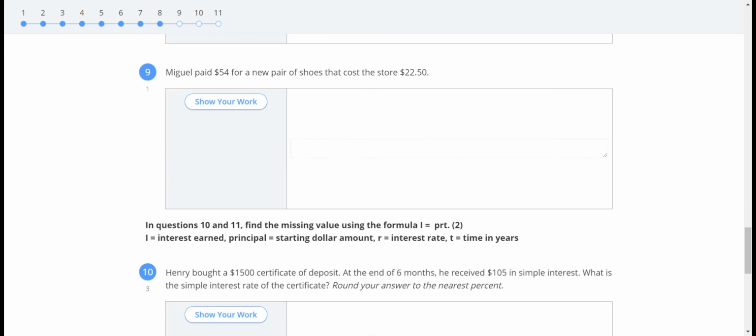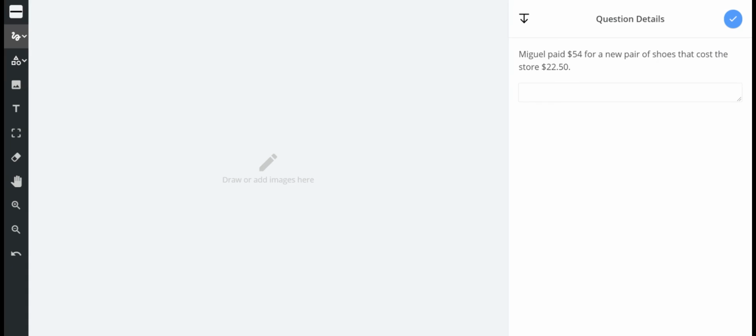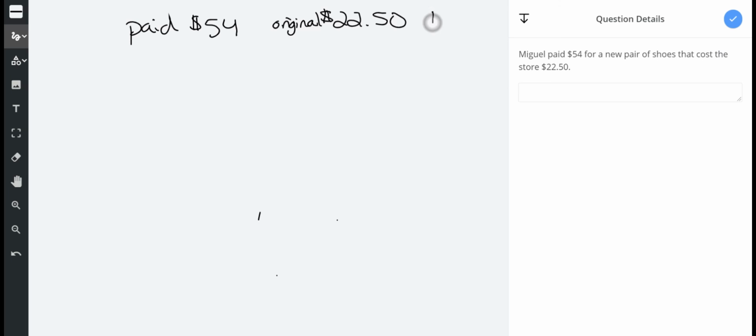Number 9, Miguel paid $54 for a new pair of shoes that cost the store $22.50. Well, Miguel paid $54. The store paid $22.50. That's the original price for the store. So again, the store paid $22.50, but Miguel paid $54. So this is going to be an increase. So this is what we would call a markup.